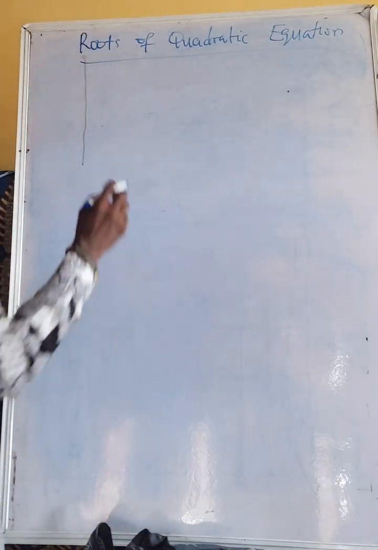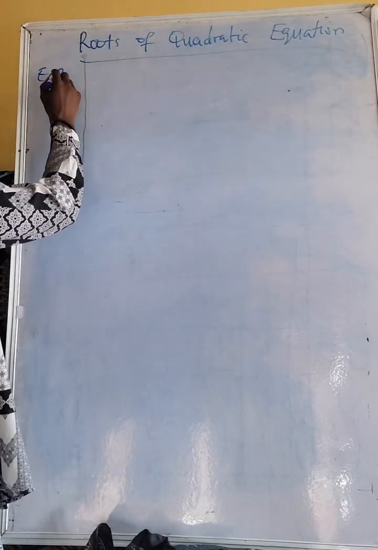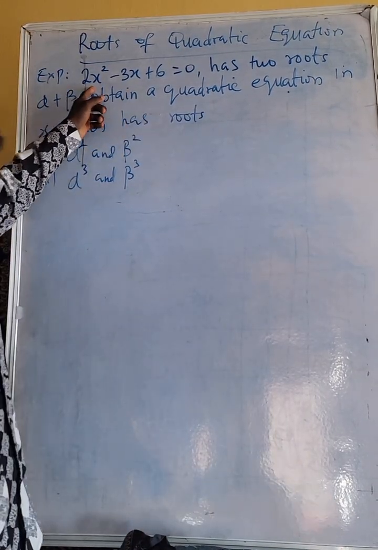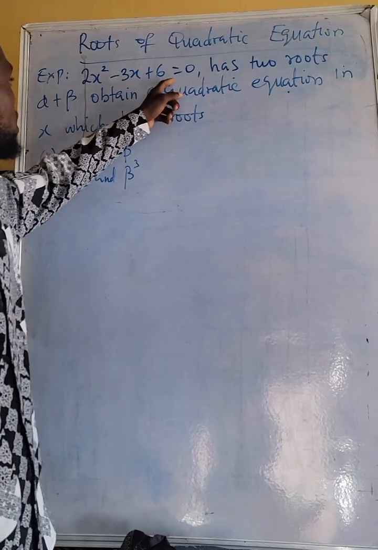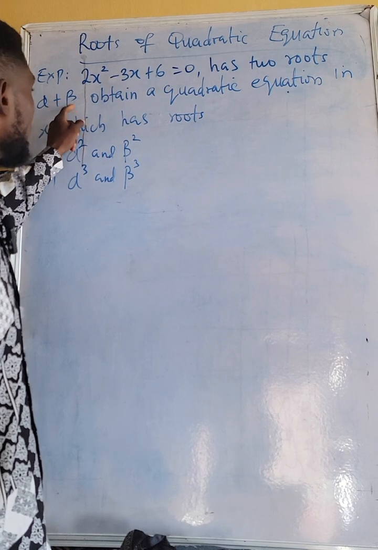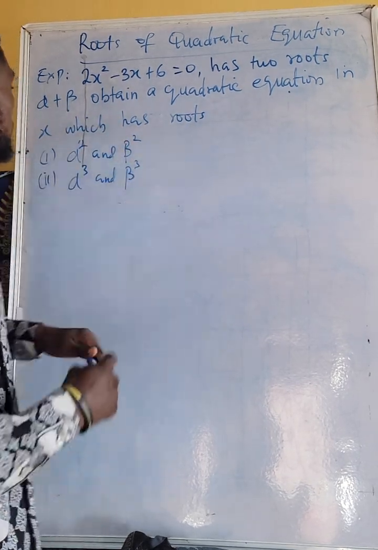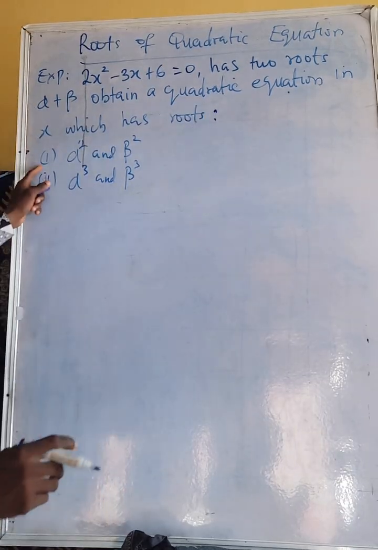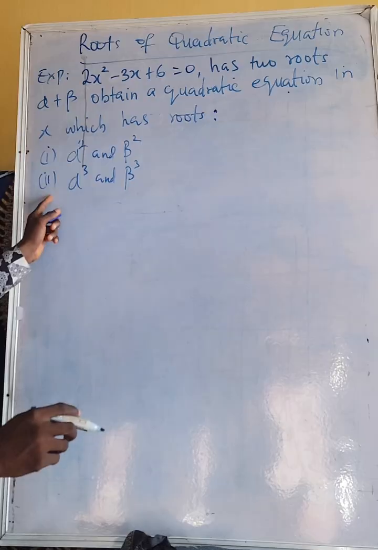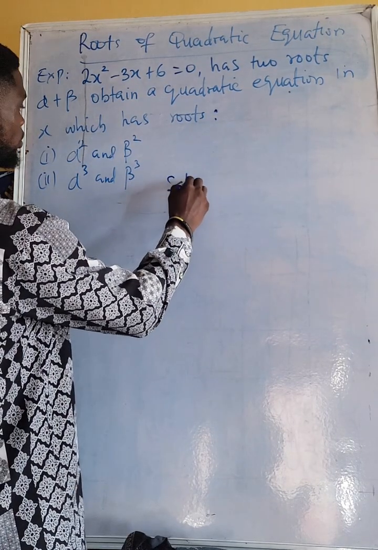So let's take an example. Okay, we have the example. We said: if 2x square minus 3x plus 6 is equal to 0 has two roots, alpha and beta, obtain a quadratic equation in x which has roots (i) alpha square and beta square, (ii) alpha cube and beta cube. So you take your solution.